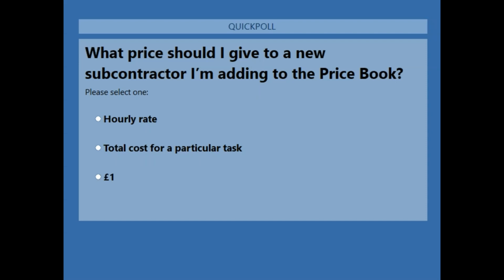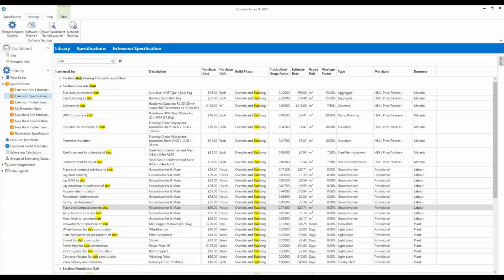Okay, so the correct answer is £1. So when you're adding the subcontractor into the price book, you give them a £1 cost. When you are subsequently adding a subcontract quote into your estimate, then you would do the middle one, which is to add the total cost for that particular task that's included in the subcontract quote. So within the price book, always add them with a £1 cost. And then within your estimate, you would type in the total cost.